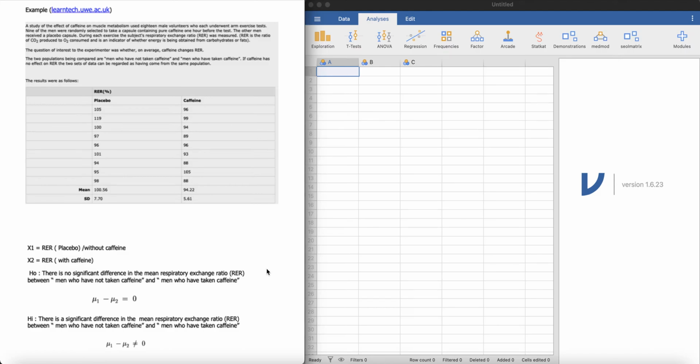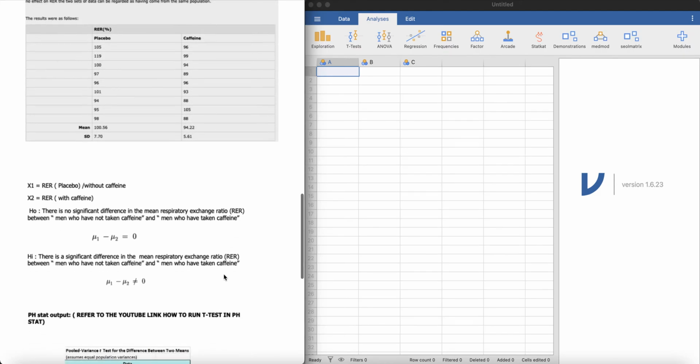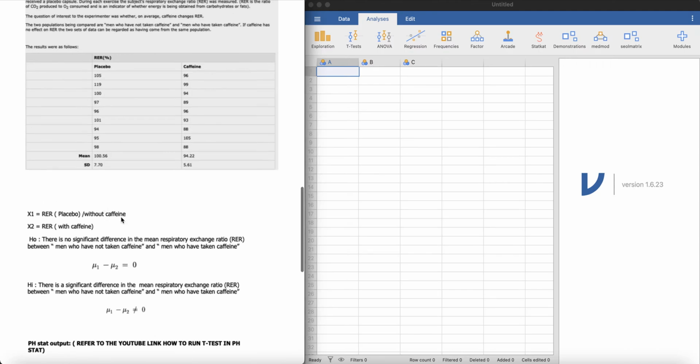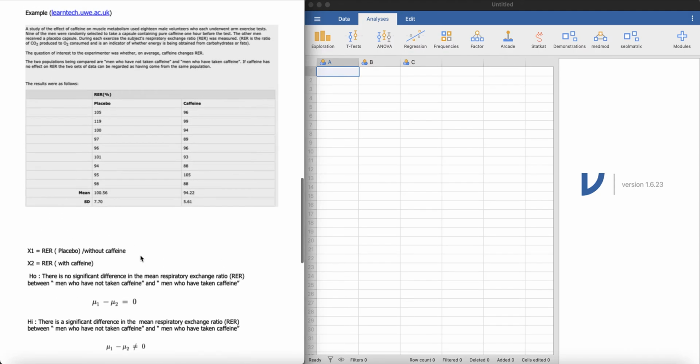So what we're going to show here is, number one, we can see that the hypotheses are here. So it's a two-tailed test, clearly. Here we have the two-sample t-test for independent samples. We're going to use it here.